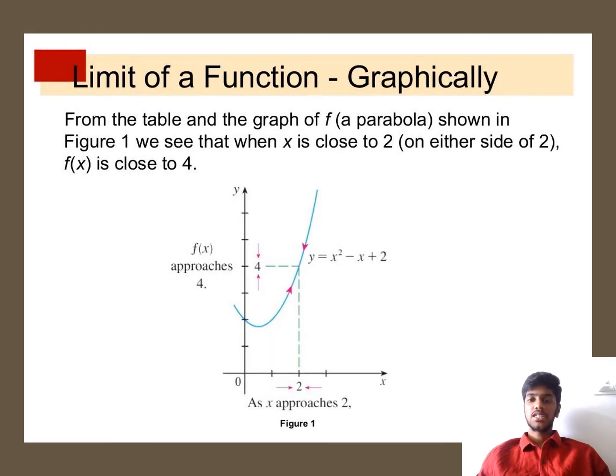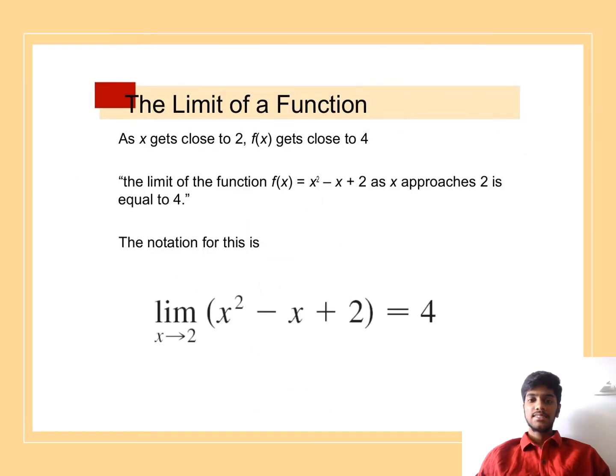Limit of a function graphically. From the table and the graph of a parabola shown in figure 1, we see that when x is close to 2 on either side of 2, f(x) is close to 4. This is the graph of f. Here f(x) approaches 4 on the y-axis, and x approaches 2 on the x-axis. As x gets close to 2, f(x) gets close to 4.